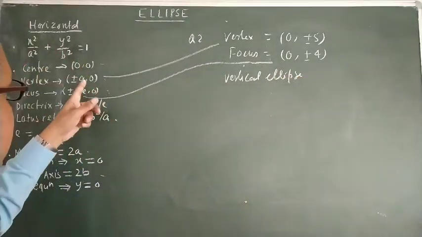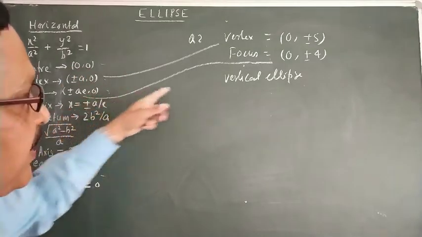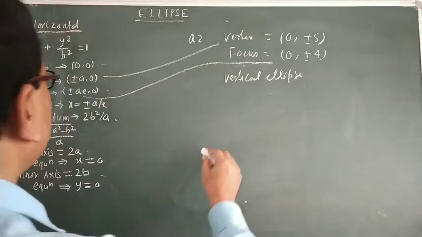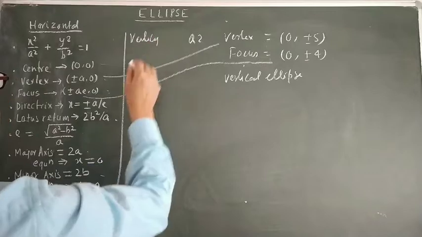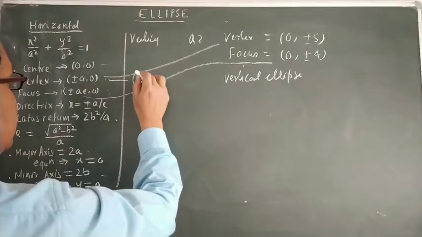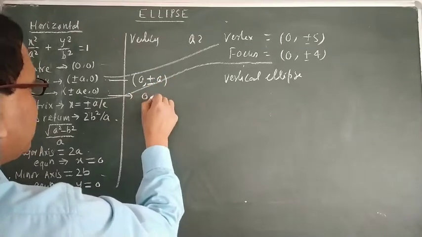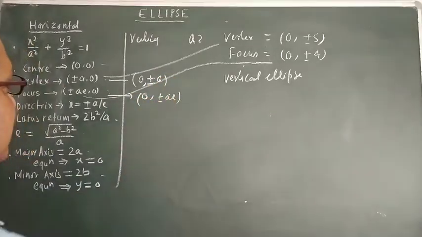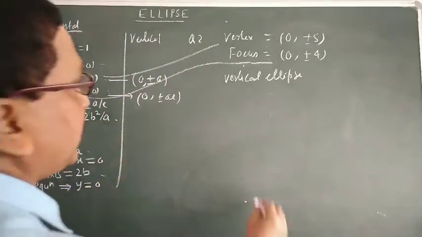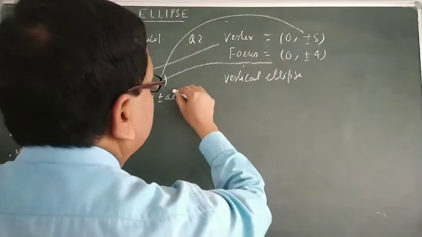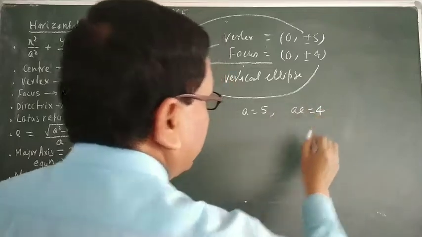Clearly the ellipse is vertical, not horizontal. In horizontal, the second member is 0, but here the first member is 0. So for the vertical ellipse, the vertex is 0, plus minus a, and the focus is 0, plus minus ae. This is the case of vertical ellipse. So clearly a is equal to 5 and ae is equal to 4.